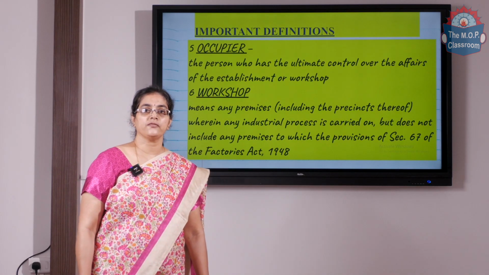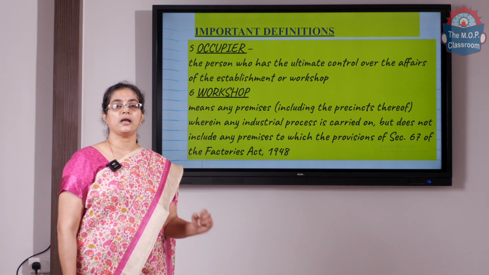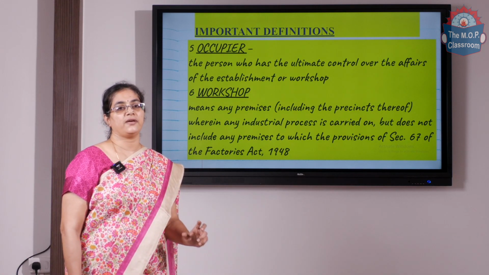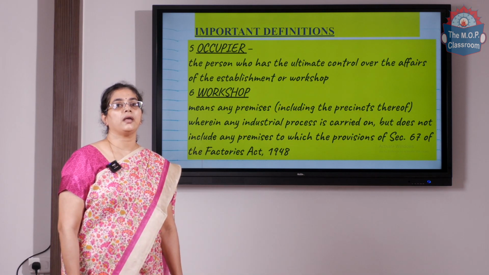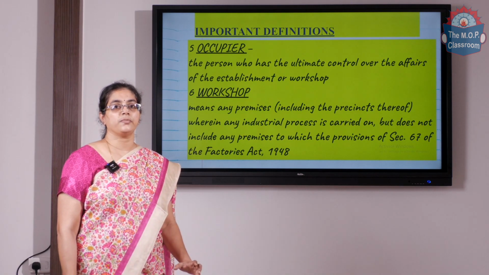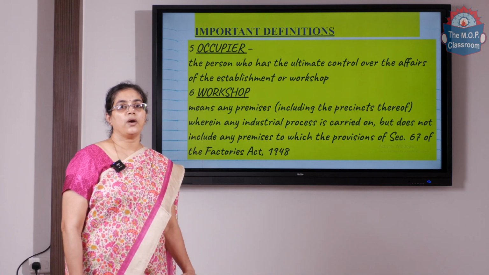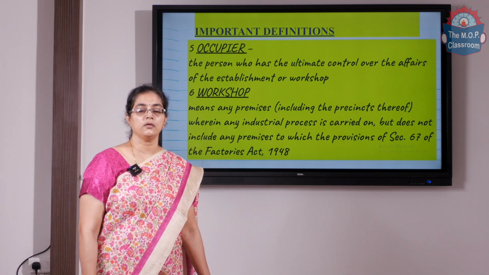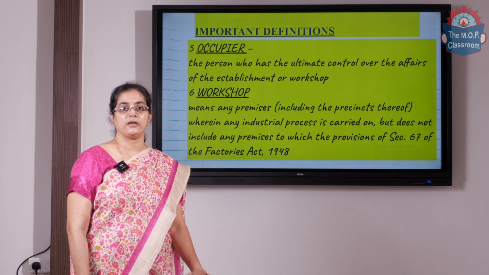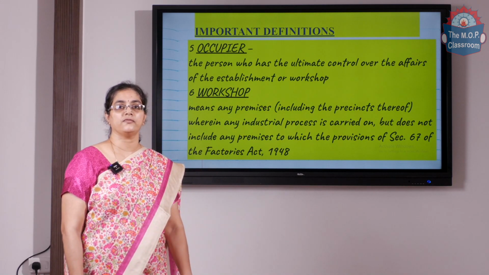Moving on to the definition of an occupier, any person who has ultimate control over the affairs of the establishment or the workshop is called an occupier. And a workshop is a place or premises, including the prisons, where any industrial activity is going on. It does not, however, include premises which have been defined under Section 67 of the Factories Act.